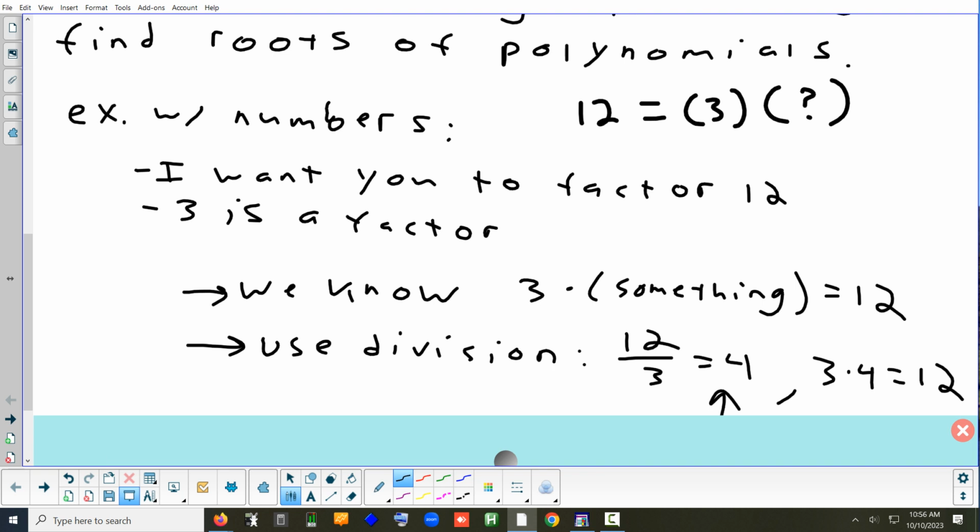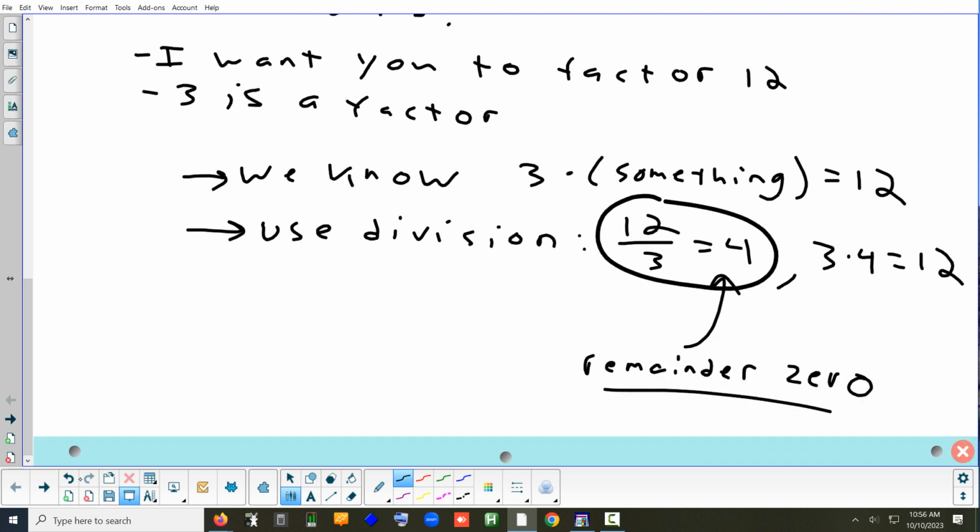Now, notice right here. I want you to think in terms of quotient and remainder. When you divided 12 by 3, what did you get for a remainder? 0. You didn't get any remainder. In fact, if you divide 12 by any number that's a factor of 12, you will always get a remainder of 0. And that's an important idea.